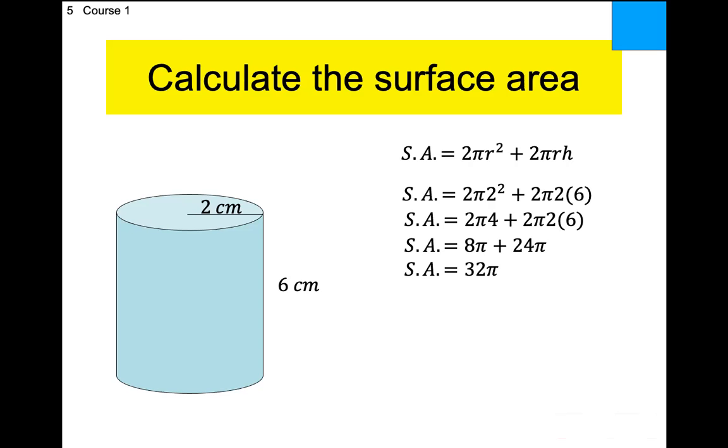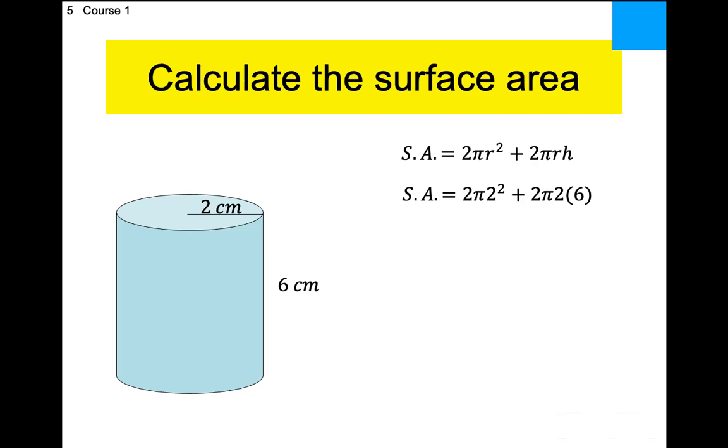So that would be 32 times pi. This one isn't that bad to do by hand, by the way, if you follow my procedure right there. 32 times 3 is about 96. So it's bigger than 96, but not by much. For those with a calculator, that's what you're typing in: 2 pi 2 squared plus 2 pi 2 times 6.